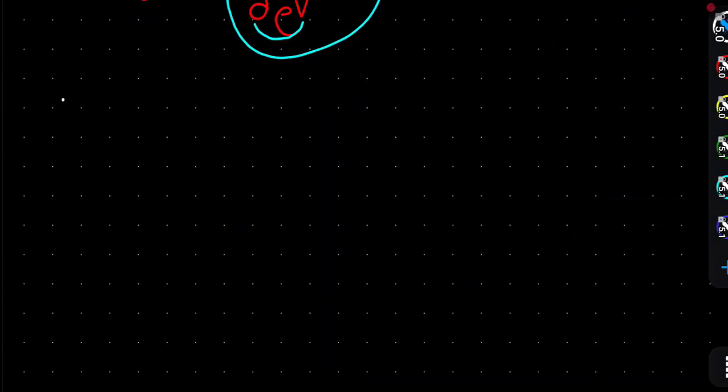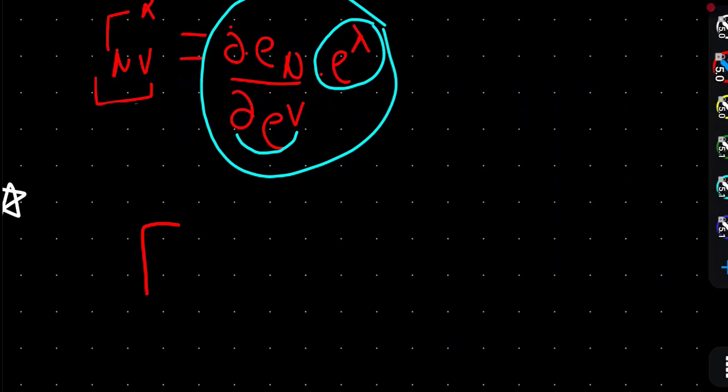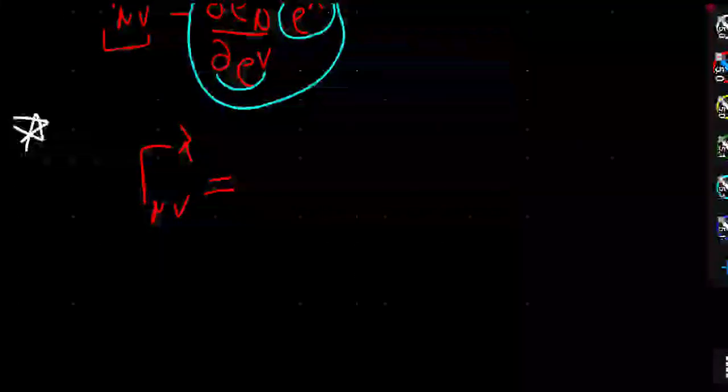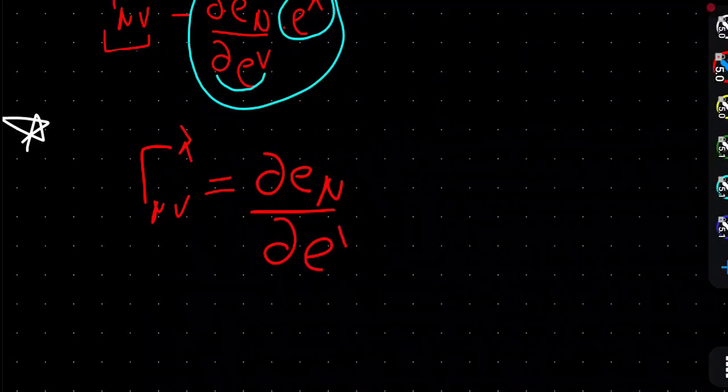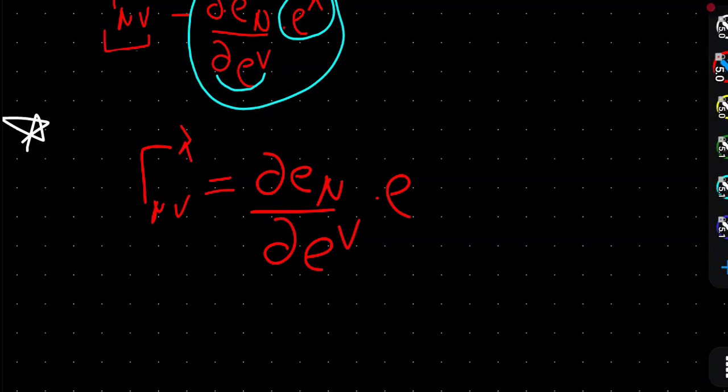Okay, so let's start. First of all, let me clear something up. There are some types of notation I'm going to use. In the previous slide you can see that I have defined how to write this particular metric tensor, which is gamma, lambda, mu nu, and of course it is equal to the partial derivative of e mu with respect to e nu, multiplied by e of lambda.